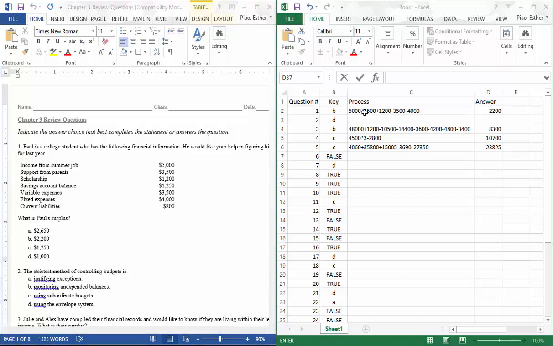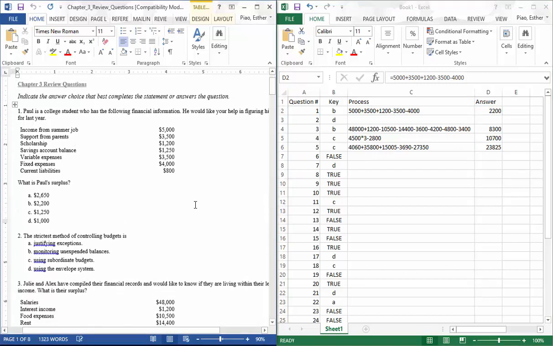Therefore, you have this calculation as you can see from the Excel spreadsheet on the right hand side of the screen. You include all the income, you deduct all the expenses, and then you come up with this total of 2200, which is his surplus for that period of time.